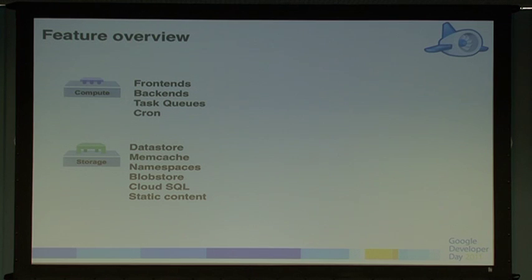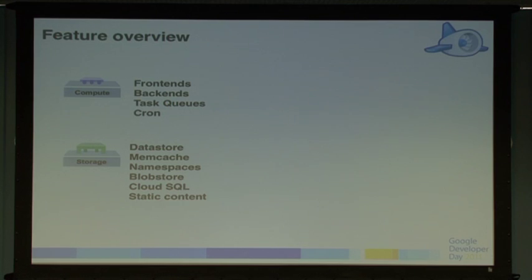So let's look at some of the base features. We have 4 categories. We have compute or computation. This is where your program executes and you do things like handle user requests or process very large amounts of data. We have persistence, or the storage. This is where you put your user's data. This is where you might put files or blobs, but also the Cloud SQL, so you can do relational type queries. And we have static content that we can serve very efficiently.